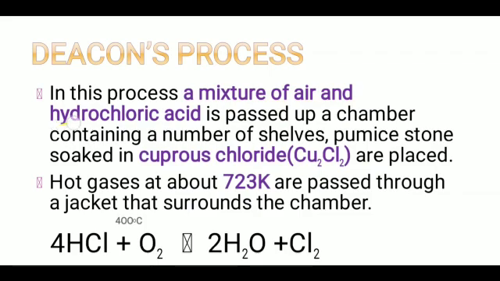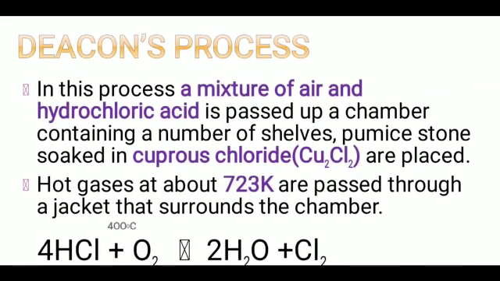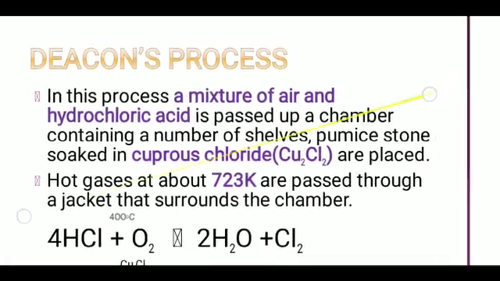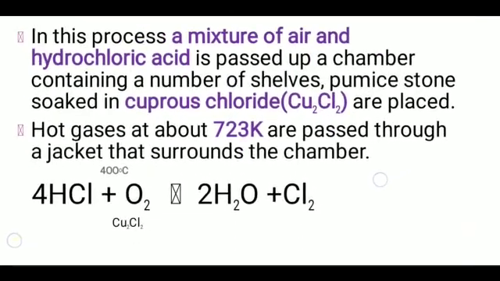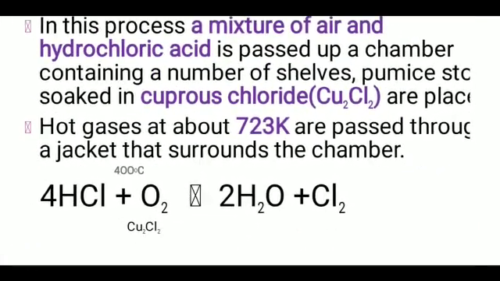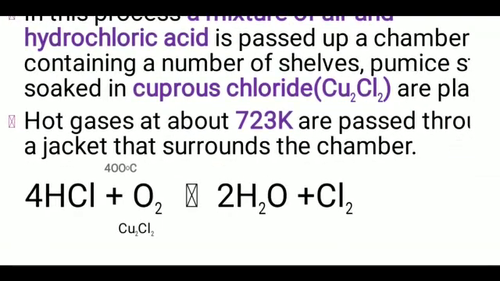Again, in this process a mixture of air and hydrochloric acid is passed up in a chamber containing a number of cells. In the chamber there is pumice stone soaked in cuprous chloride. Then hot gases at about 723 Kelvin are passed through the jacket that surrounds the chamber. In the chemical reaction they mention it in degrees Celsius, that is 400 degrees Celsius.